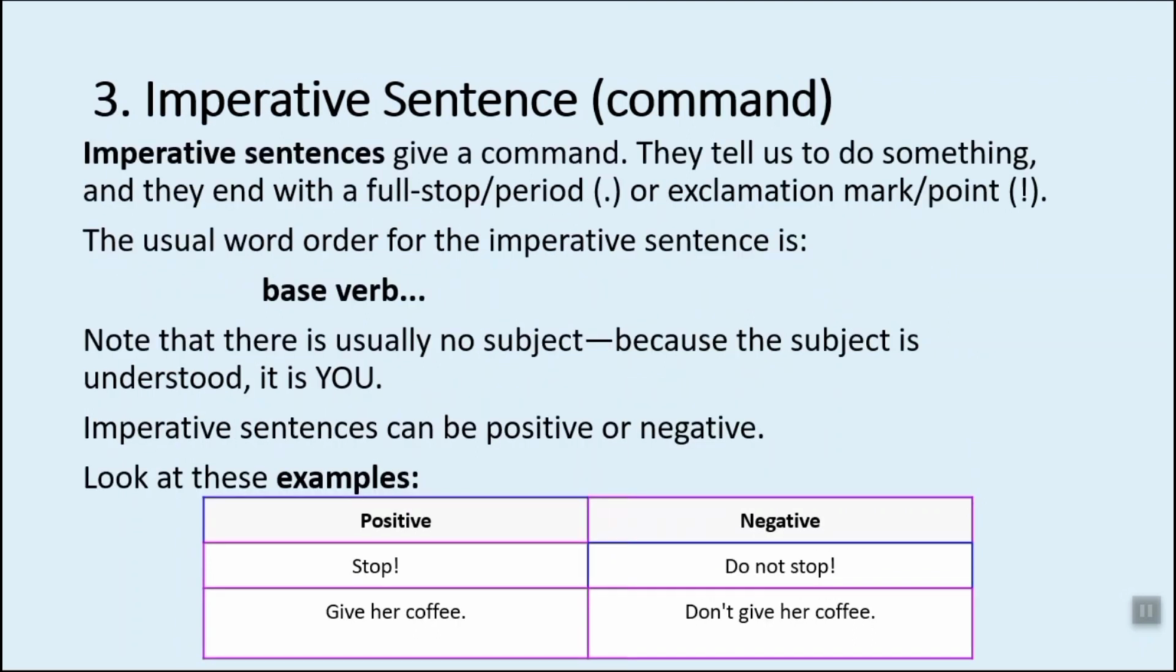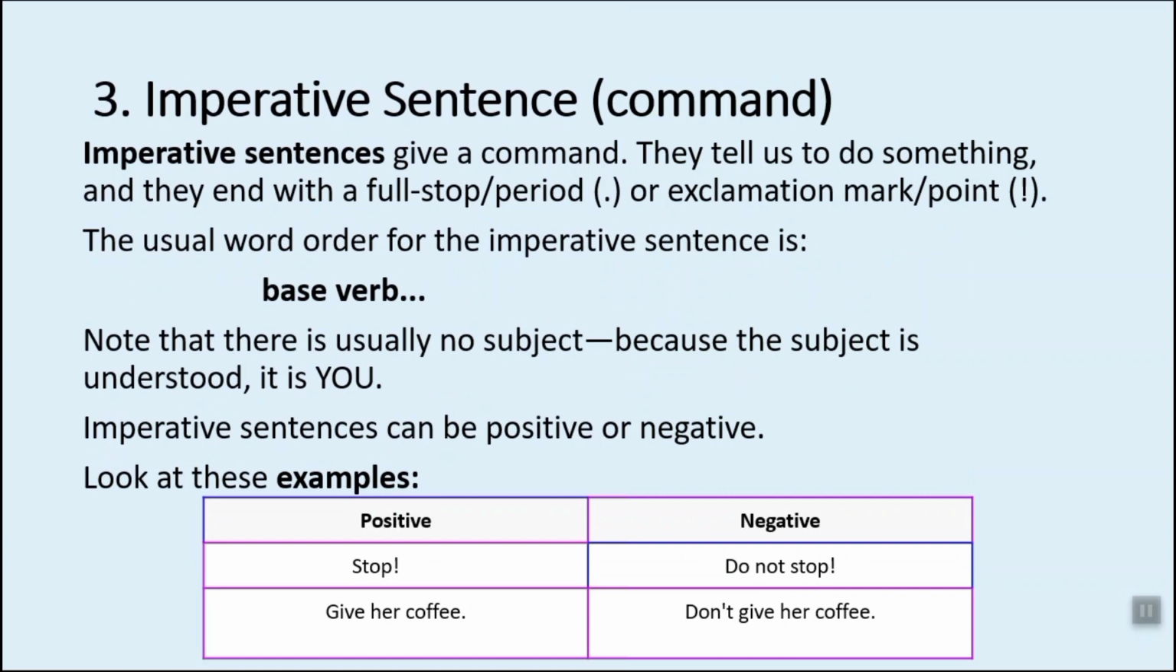Imperative sentences give a command. They tell us to do something, and they end with a full stop or period, or an exclamation mark. The usual word order for imperative sentences is base verb. Note that there is usually no subject because the subject is understood. It is you. Imperative sentences can be positive or negative.